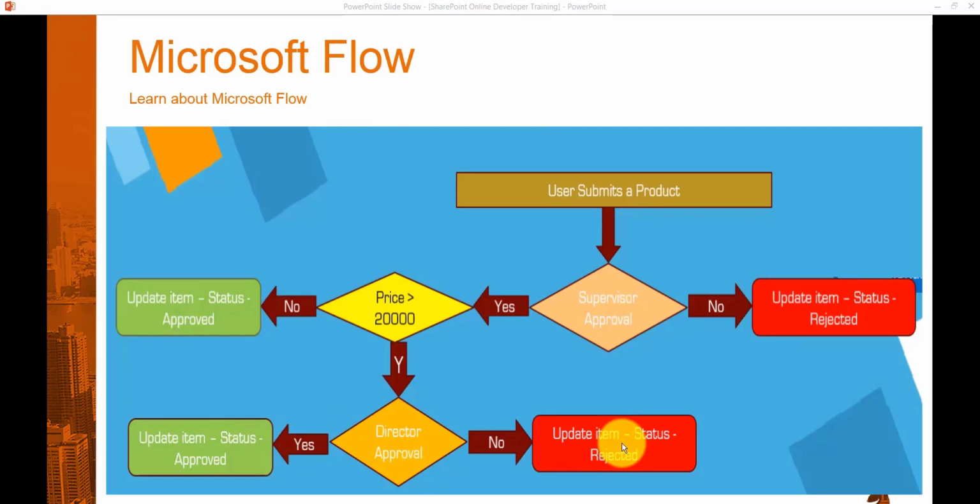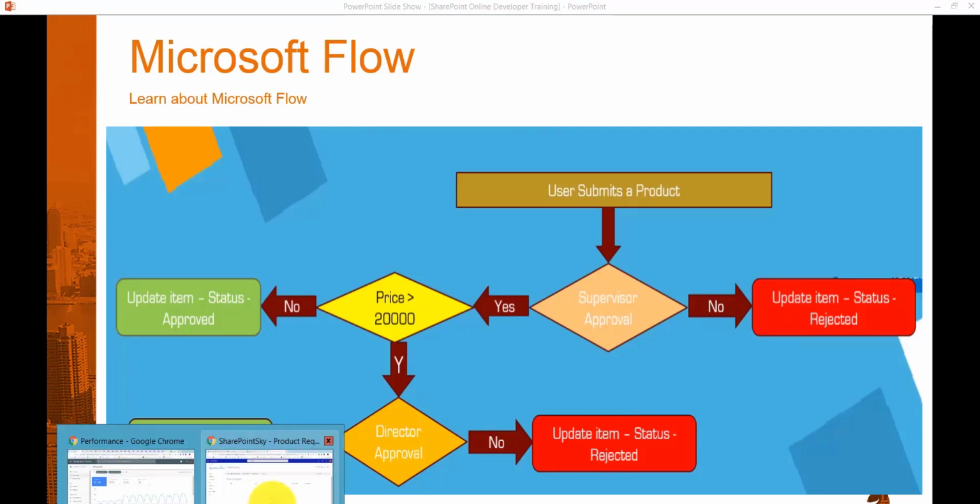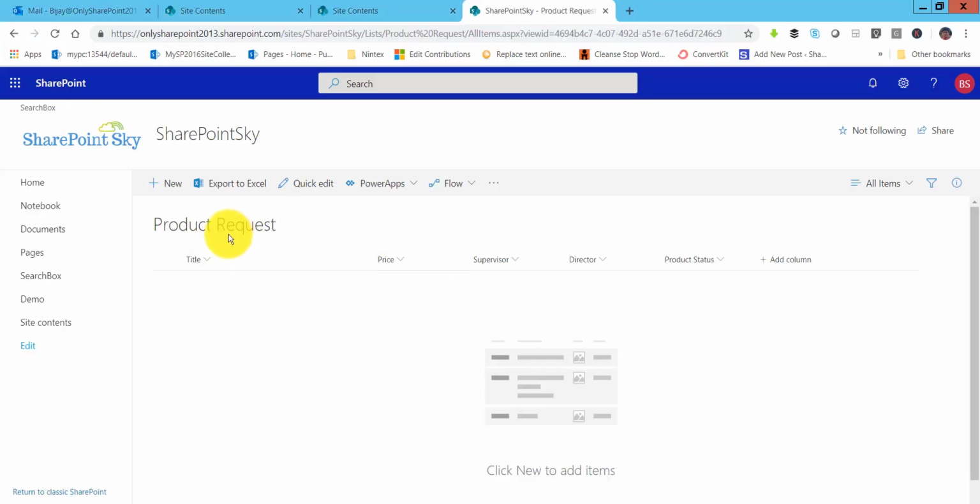So basically we are taking two approvals. One approval will run for sure for every item or every product, which is the supervisor approval. The other, the director approval, will only run if the product price is greater than 20,000 or some price. So now let me just show you the list. This is the product request list.